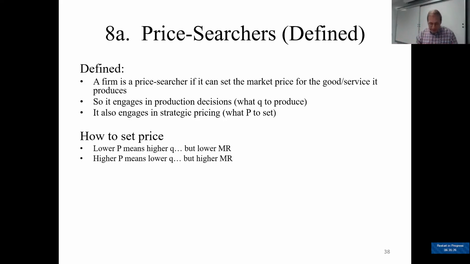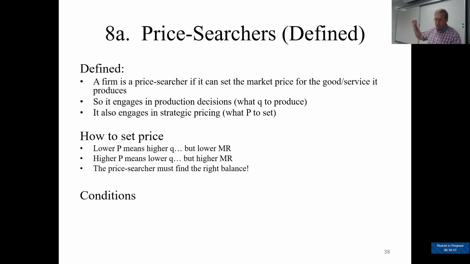So companies are going to have to find the right balance between the two, and fear not, there's a formula for that too. Companies are going to have to find the right balance between setting as high a price as they can to increase marginal revenue, but also lowering the price to increase the quantity sold. I'll come back to that in an example. And there are basically two conditions for a firm to be a price searcher.